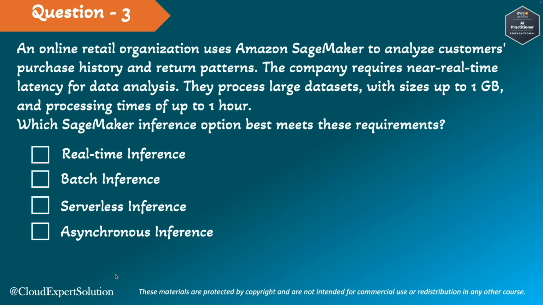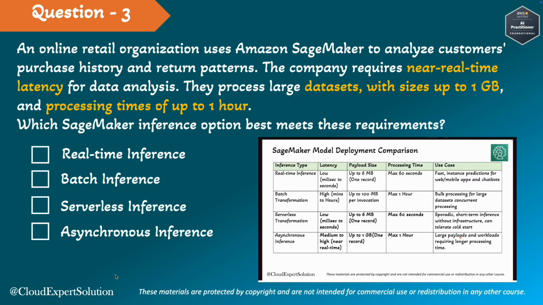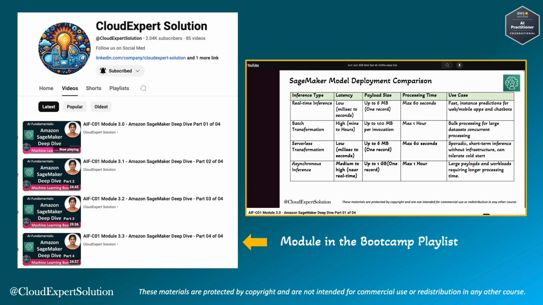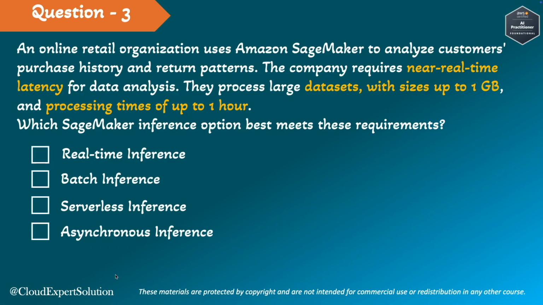Now let's identify the critical phrases in the question. First, it is talking about near real-time latency. Then it is talking about datasets with size up to 1 GB and processing time up to 1 hour. We have covered SageMaker model inferencing options and compared the options in terms of payload size, processing time and latency in Module 3.0 Amazon SageMaker Deep Dive. Please review the video and clarify if you have any doubts. If you have reviewed that video, it should be very easy for you. Now let's find out what is the right option for us.